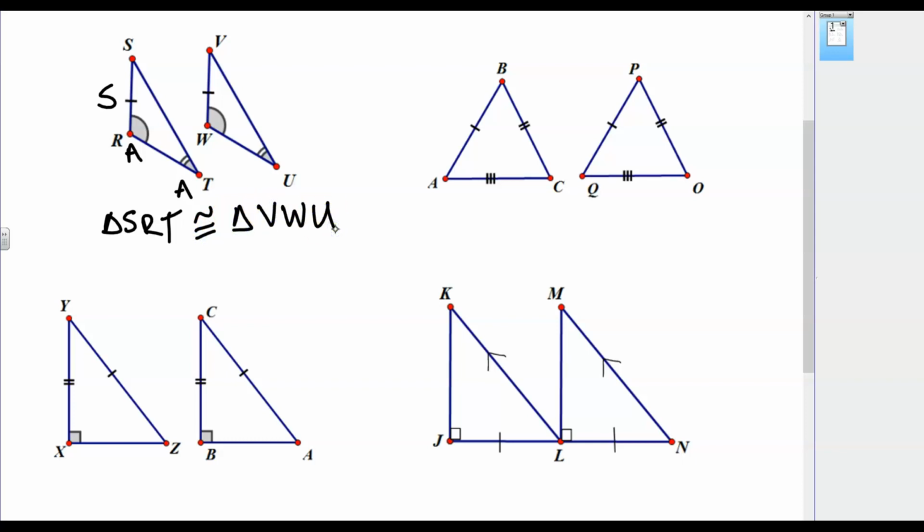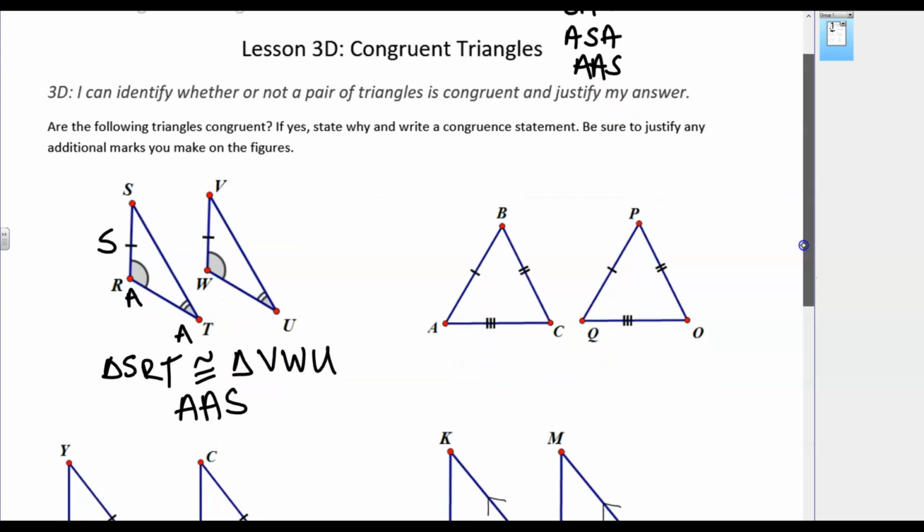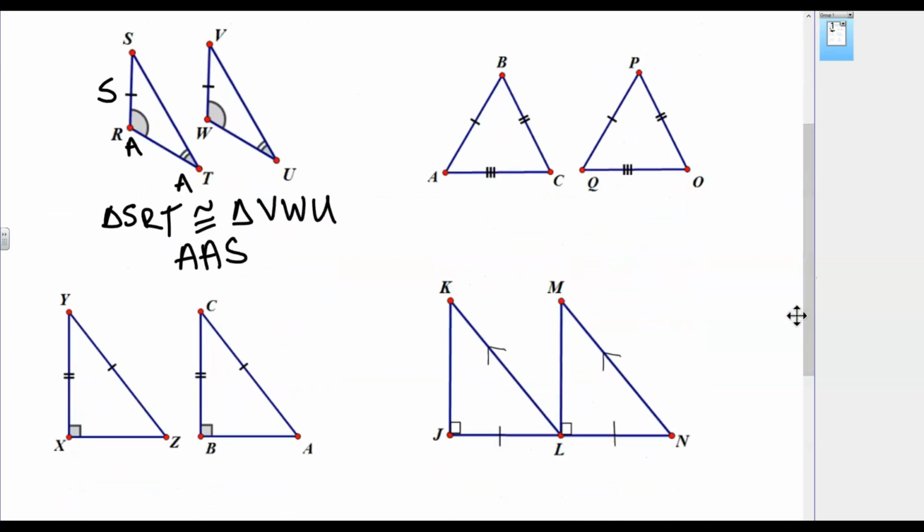VWU, and again, I'm using corresponding pieces here, making sure they go in the same order, by AAS, because it's 2 angles and a side where the side is not included. So from my list, that's this one right here, where 2 angles and a side where the side is not included between the 2 angles. Let's look at our next one.